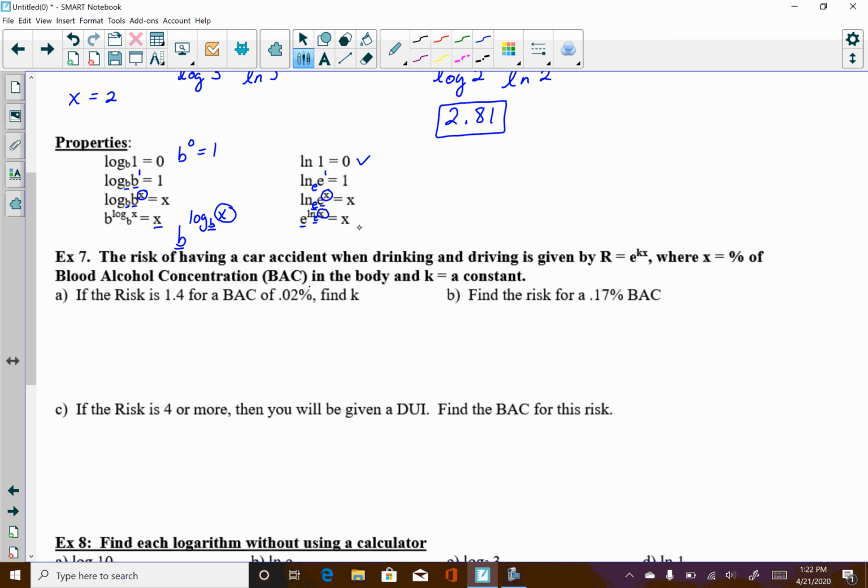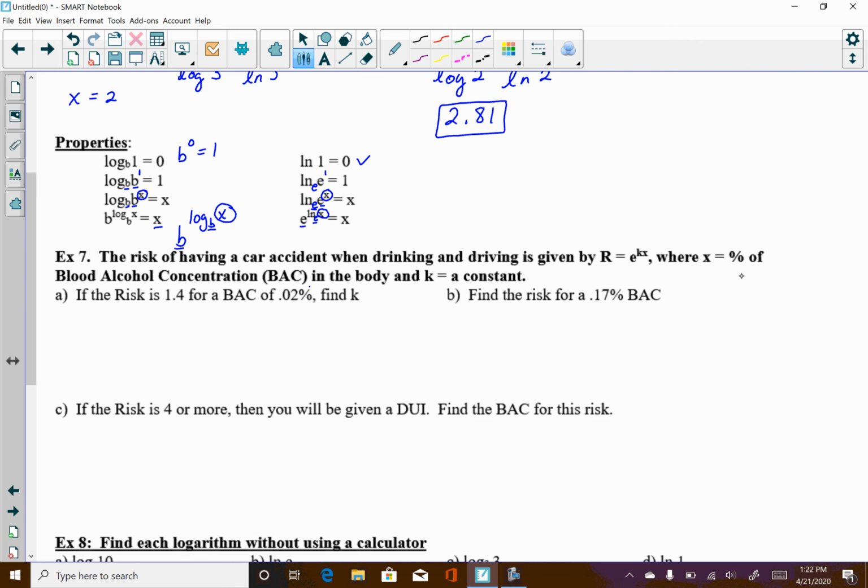Okay, so let's scoot on down and look at example 7. It's an application, but in the previous section when we did an application, we didn't have logarithms to be able to solve exactly, so we had to rely on our calculator intersection feature. Now we'll be able to utilize the logarithm functions to solve it. They tell us that the risk of having a car accident when drinking and driving is given by this formula, R equals e to the kx, where x represents the percent of your blood alcohol concentration in the body and k is a constant.